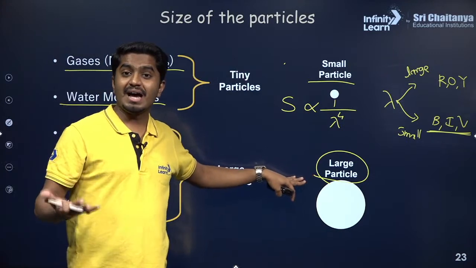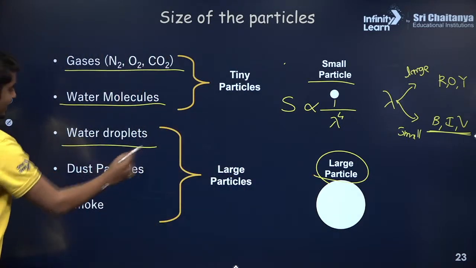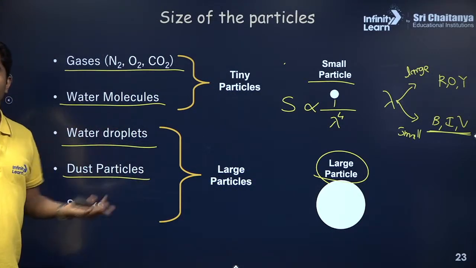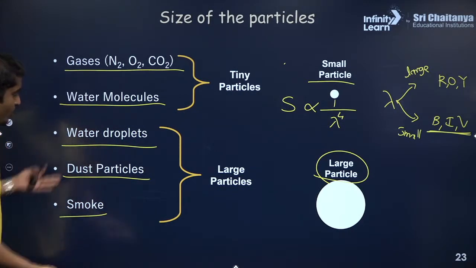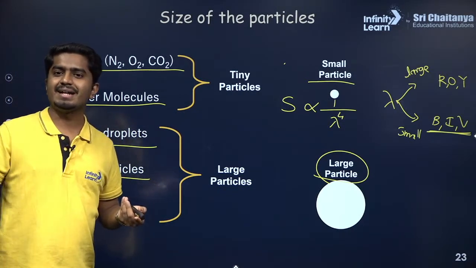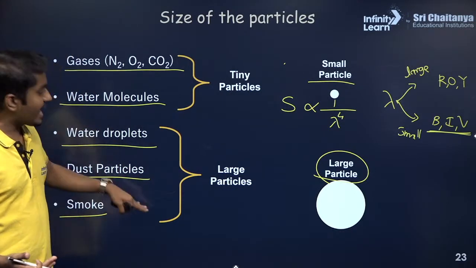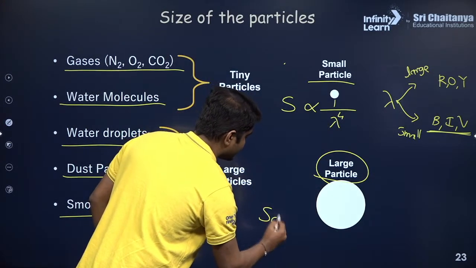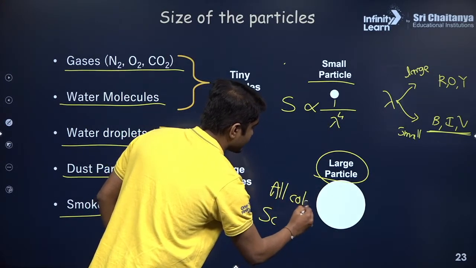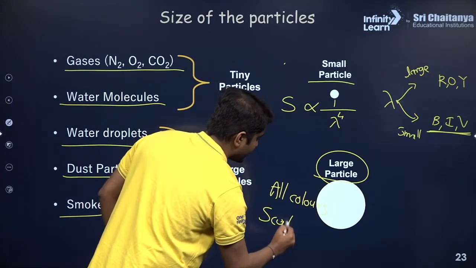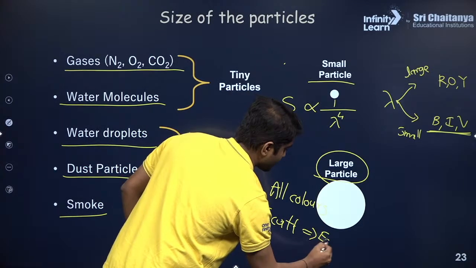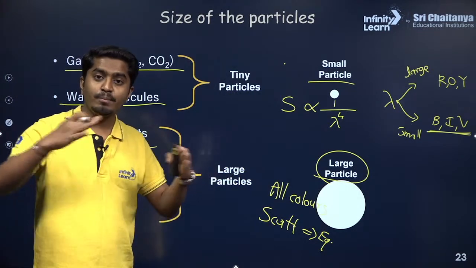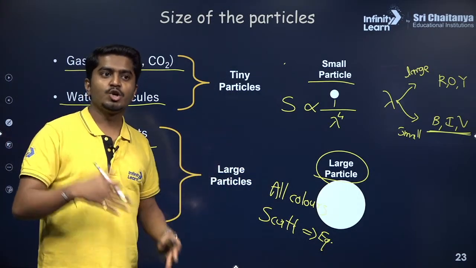But if the particle is large, what are the large particles? Water droplets which are present in the clouds, then dust particles which is present in the smoke, or dust if there is a sand storm or something, then these are the large particles. They have large particles, so all colors scatter equally, and that is the reason they will get scattered equally. They will form different colors, then they recombine to form the white light.